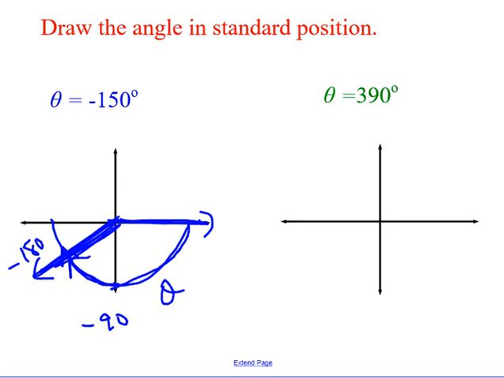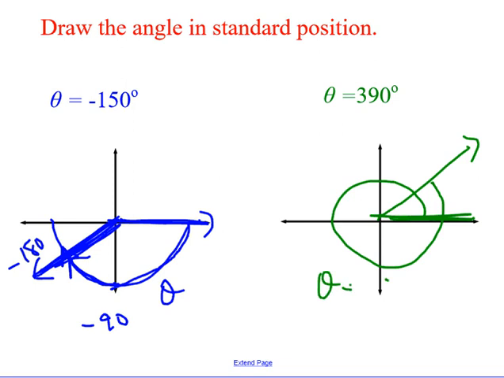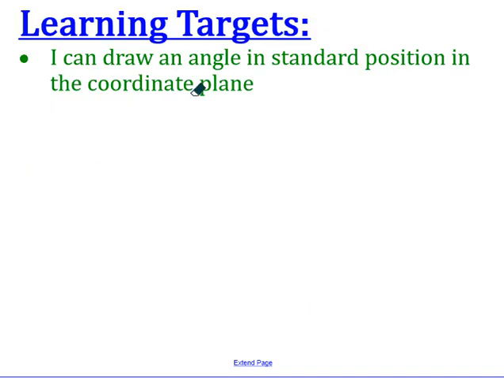And again, I can do 390. That's going to be more than once around, which is crazy. But again, I'm going to start here. And I'm going to go 90, 180, 270, 360. I keep going. Boom. And that would be an angle of 390 degrees. So mathematicians created standard position angles in the coordinate system. And in another video, we're going to talk about how we do trig ratios now for this. So hopefully you can now draw an angle in standard position.